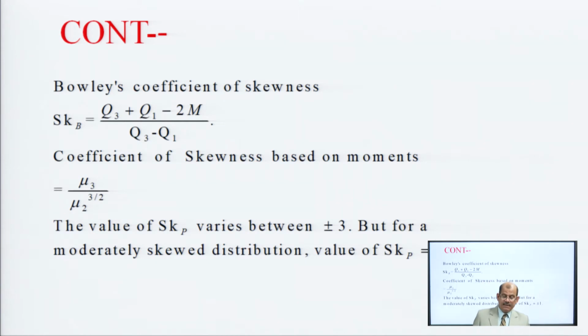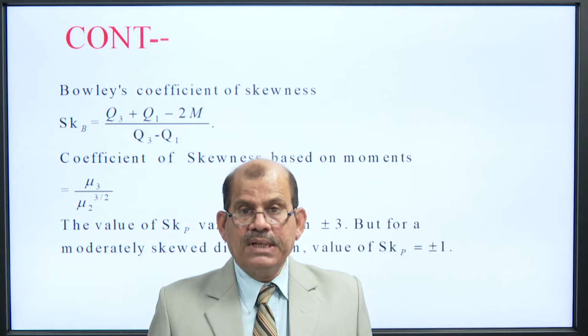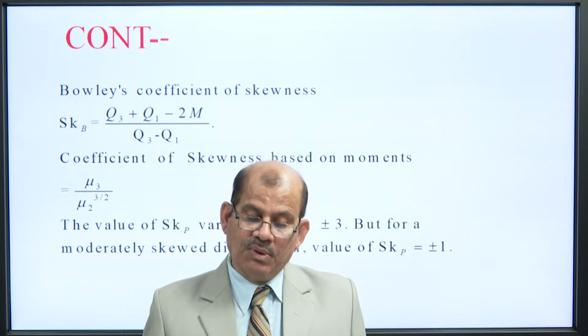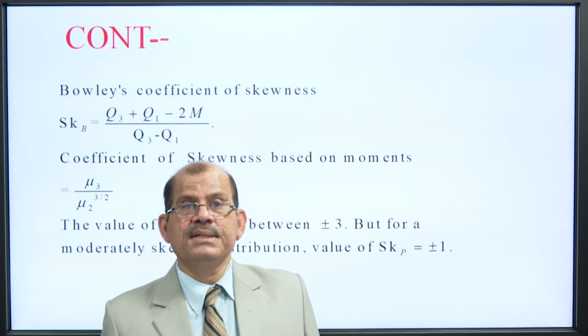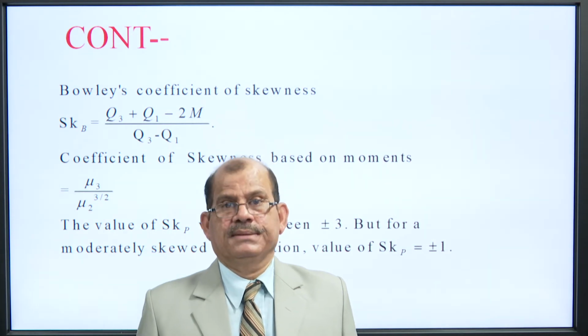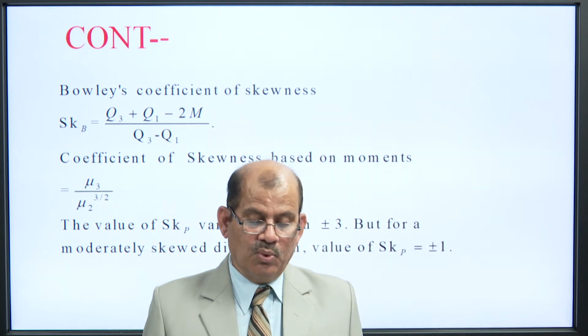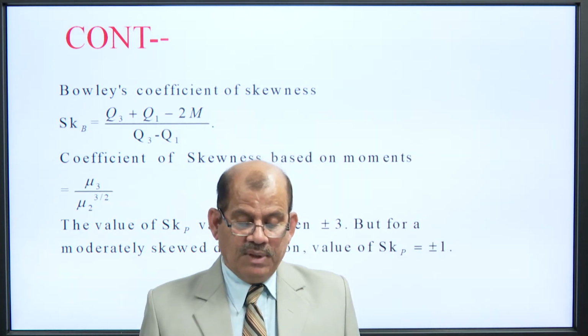The second coefficient of skewness is Bowley's coefficient of skewness. It is equal to (Q3 plus Q1 minus 2m) divided by (Q3 minus Q1), where Q3 is the third quartile, Q1 is the first quartile, and m is the median. The coefficient of skewness based on moments is mu 3 divided by mu 2 raised to the power 3 by 2.